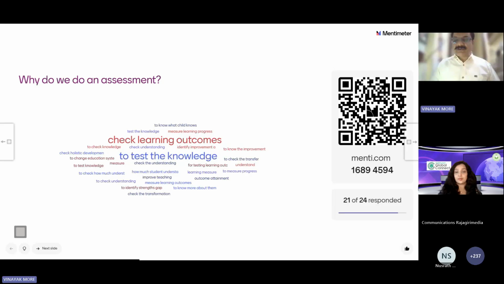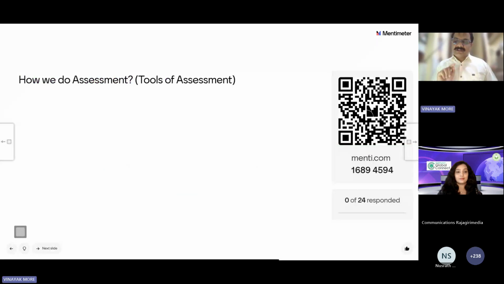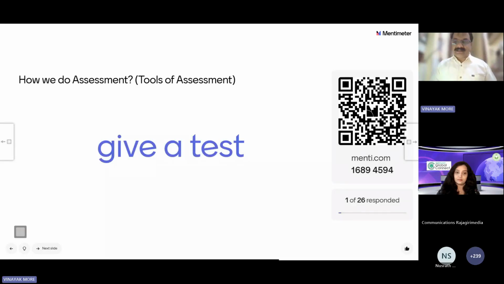Now I'm moving to the next question. On your screen, no need to scan it again. There is an option, next question. You can move to the next question and respond. The question is, how do we do assessment? What tool do we use to do an assessment? Okay, you can give a test.